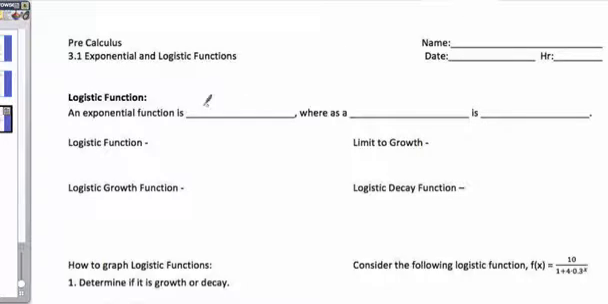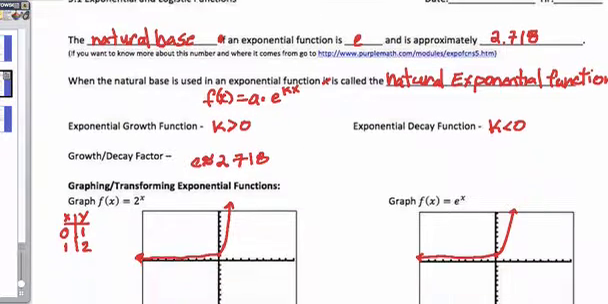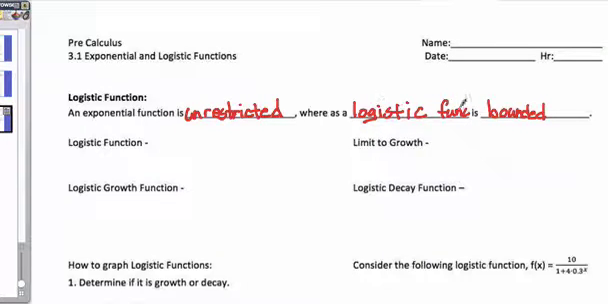I want to show you what a logistic function is. So a logistic function is kind of like an exponential function. However, an exponential function is unrestricted, whereas a logistic function is bounded. Now notice I didn't say unbounded, because an exponential function is bounded. It's bounded below. Look at this, right? All of these were bounded below. But this one, the logistic function, is bounded above and below.